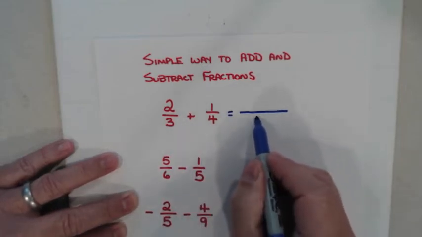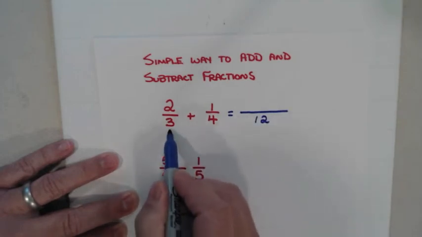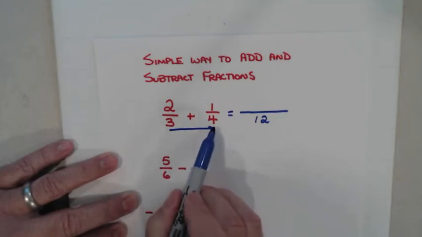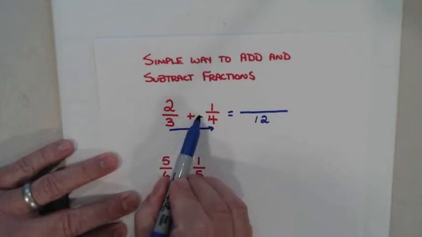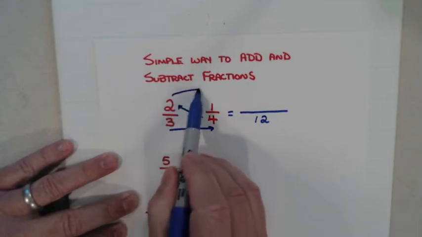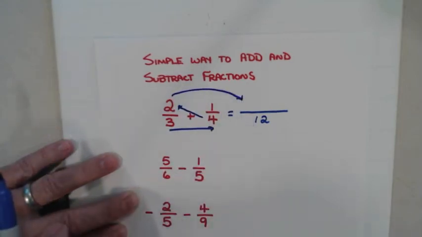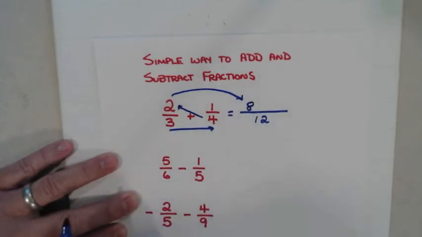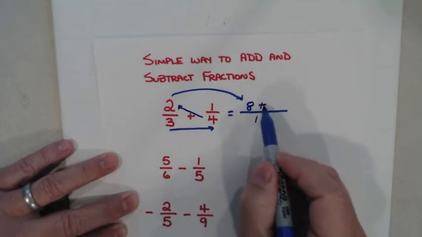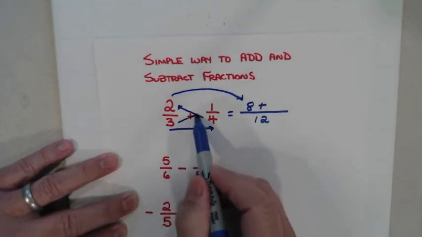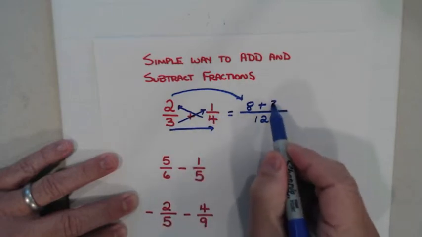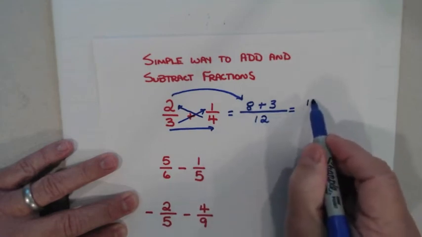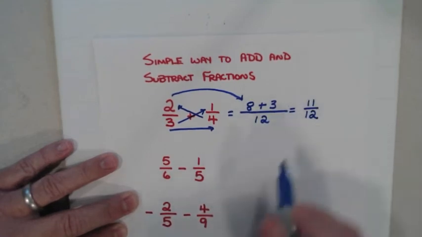3 times 4 is 12. Then I'm going to take this number right here and multiply it right here and set it down right there like this. 4 times 2 is 8. I'm adding, so I put a plus right there, and then I multiply these two together. 3 times 1 is 3. I add what's in the top. 8 plus 3 is 11 twelfths.